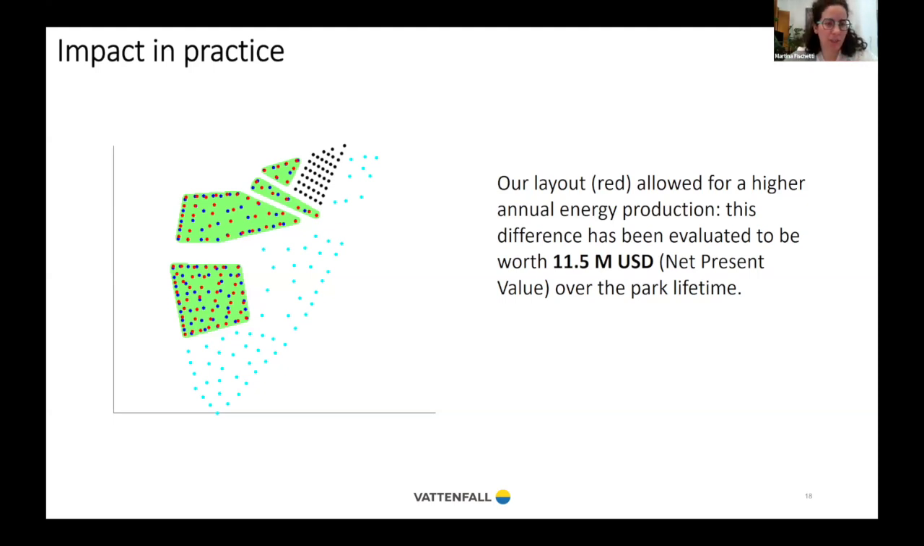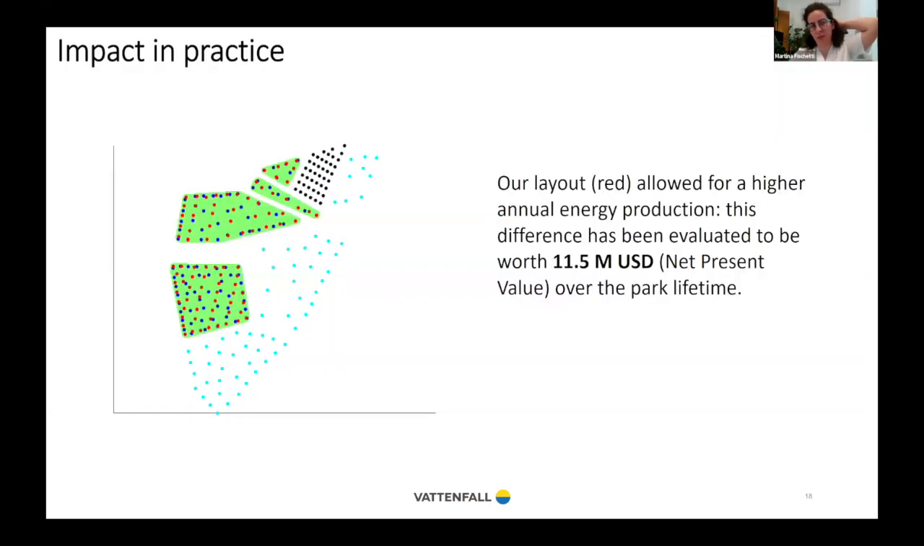So now we have explained the input of our problem, and we optimized the layout using our software, which gave the layout in red, and compared it with one of the commercial software used by the company, in blue. Again, these two layouts were given to an independent software that computed the difference in production, and they estimated that using our layout, the red one instead of the blue one, the company could earn about $11.5 million in the lifetime of the park.